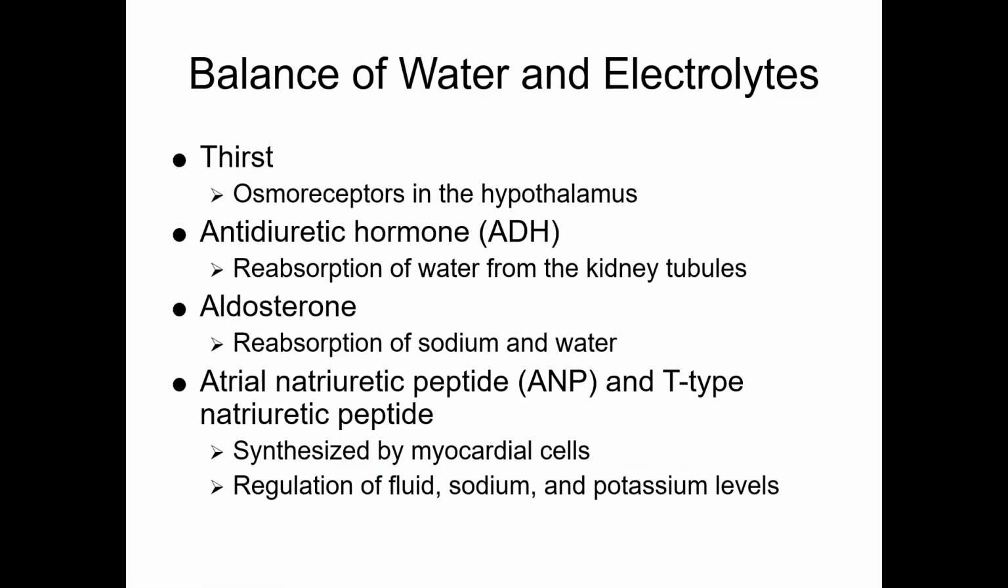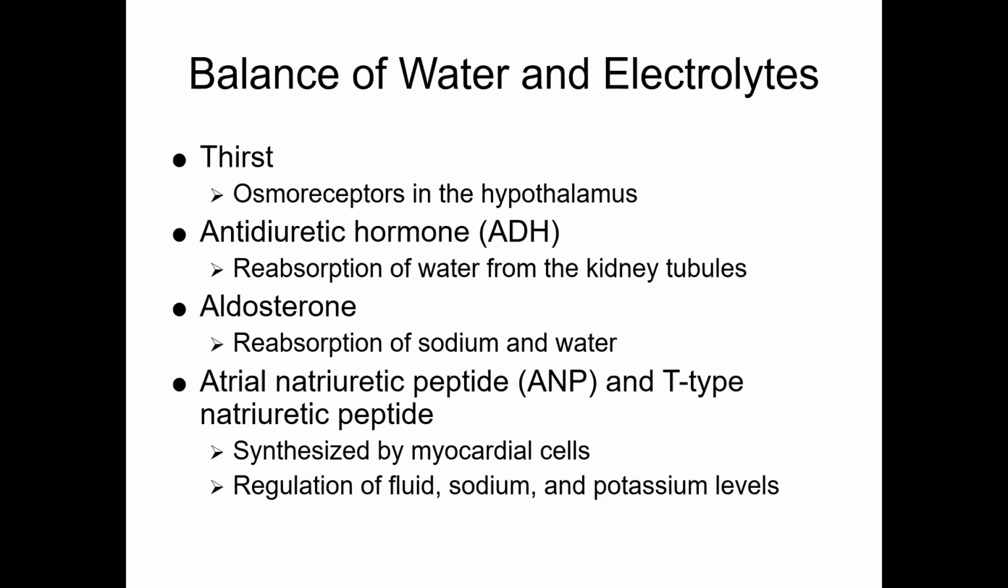Osmoreceptors in the hypothalamus trigger our thirst mechanism, and that promotes the intake of fluid when we need it, if it's working correctly. The antidiuretic hormone also controls how much fluid is leaving the body through our urine. It helps to promote reabsorption of water into the blood from the kidneys. Aldosterone is another hormone, and it helps conserve fluid by helping us retain or reabsorb sodium and water, and it helps increase our blood pressure whenever we have a fluid deficit in the body.